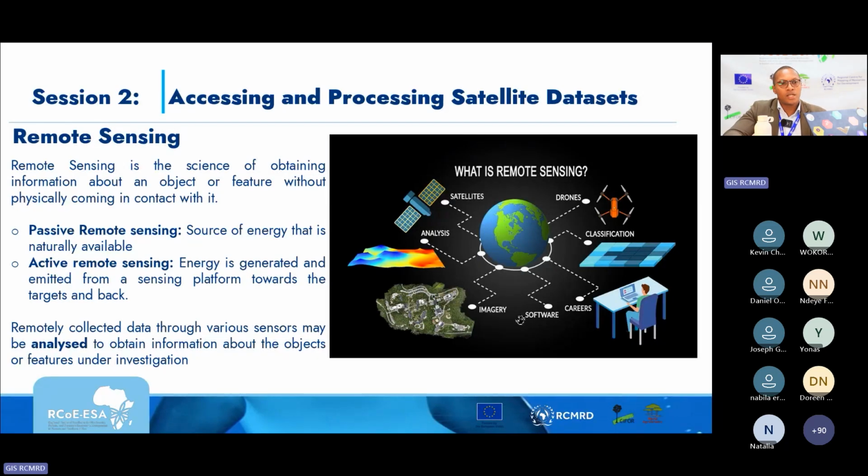But before we begin with accessing and processing these datasets, we need to understand where these datasets come from. So in the previous sessions, we have been taken through what remote sensing is, but just to give a refresher, remote sensing is the science of obtaining information about a particular object or feature without coming physically into contact with it.